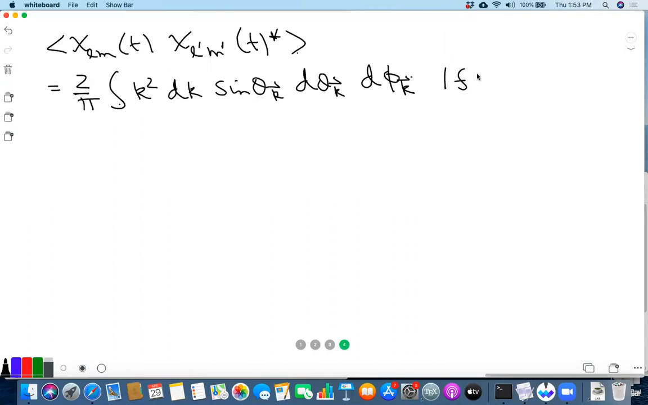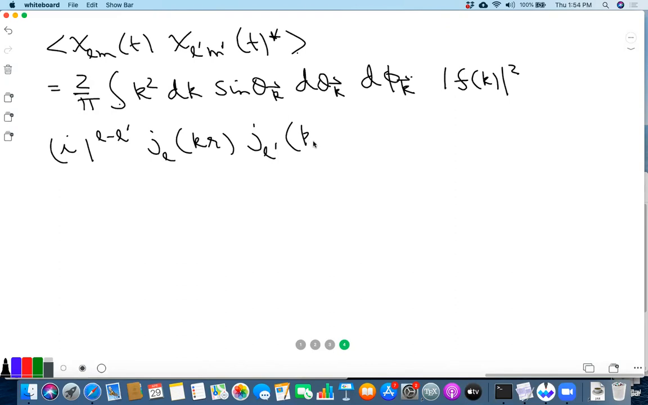So mod f_k squared, i to the power L minus L prime, J_L of kr, J_L prime of kr. R is fixed, right? That's the last scattering surface. So R is basically R of the last scattering, and we'll write down a formula for it later.